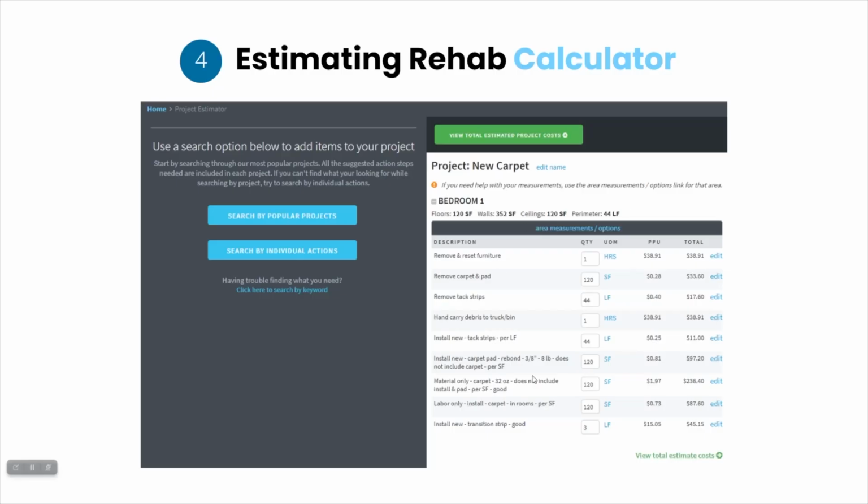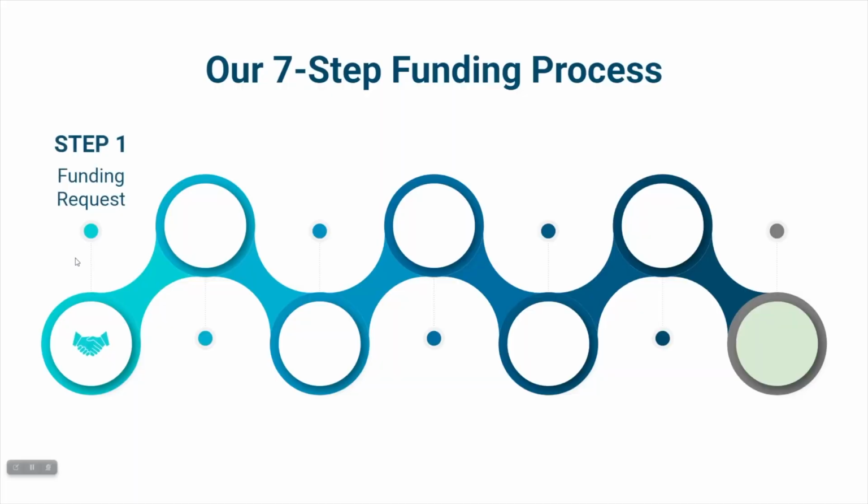And for the rehab, we have a rehab calculator that you can use by coming in, searching by popular projects, and putting the information in, and that's going to give you an idea as to what the cost is going to be to rehab it. Now, that doesn't mean that's going to be the exact cost, just like your comps don't mean that's really what it's going to sell for, but it's a good way to get started, saying, okay, this is a good starting point for us, which is why it is step one.